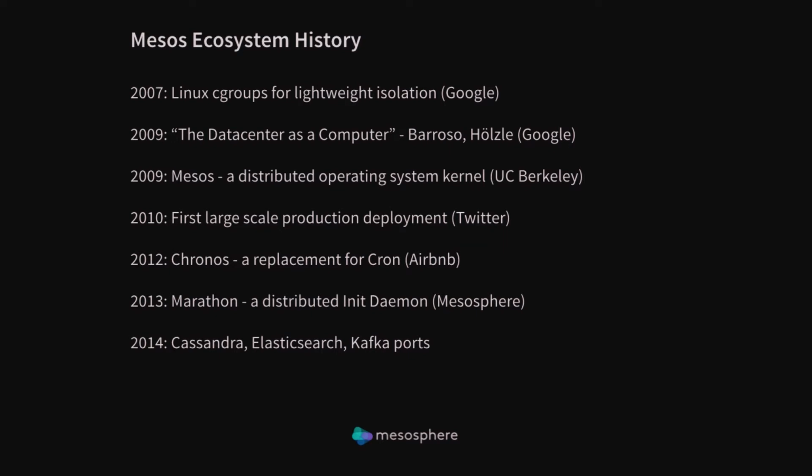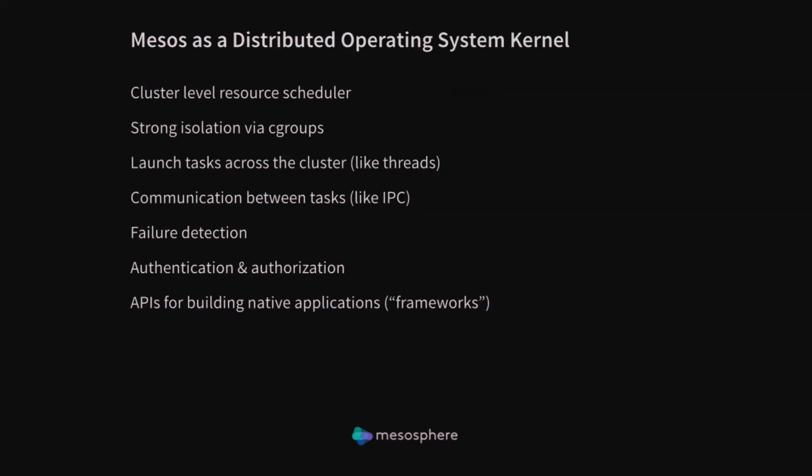Now, when we say distributed operating system kernel, what does that thing actually do? Here are some of the most important things that Mesos does for you. Mesos is a cluster-level resource scheduler. What that means is it's aware of all the resources available in your cluster, how many machines you have, how big they are, how much CPU, memory, and disk, or any other resources. And it will schedule applications that want to use these resources. It'll give the resources to different applications and make sure everything runs. It uses the cgroups API that I just talked about to do isolation between these different applications, so you can run many of them on the same machines without them interfering.